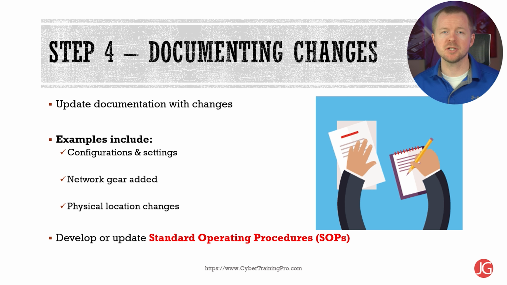Step 4, documenting changes. Updating documentation should be an ongoing process that never ends. With that being said, once we have changes implemented, it's likely that some of our documentation needs to be updated. Things that might need to be updated in your documentation include network configurations, server settings, routing settings, and so on. If you've added any network gear, that has to be documented. Any physical location changes, like hardware moving from one location to a different part of the building. Standard operating procedures, or SOPs, are formal documents that give detailed procedure of how to accomplish some task, so these should be reviewed and modified as needed as well.